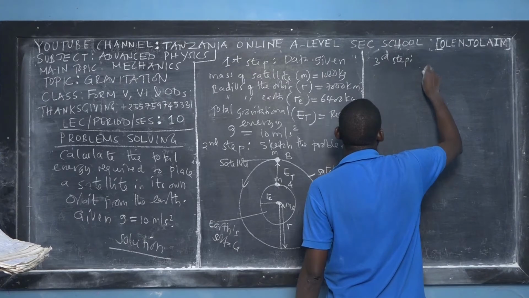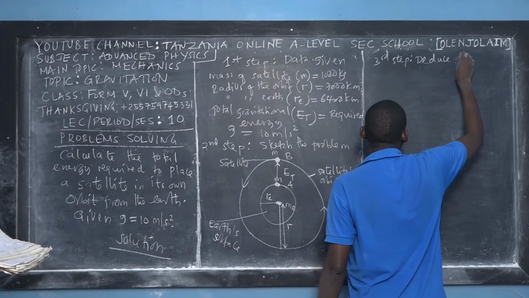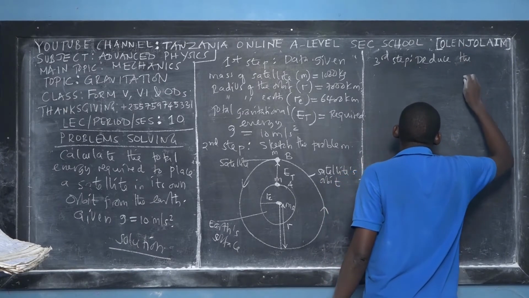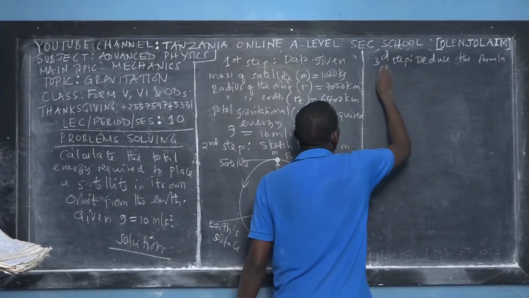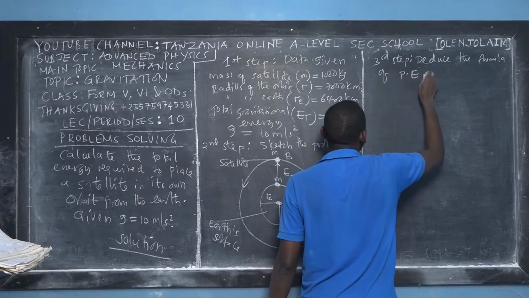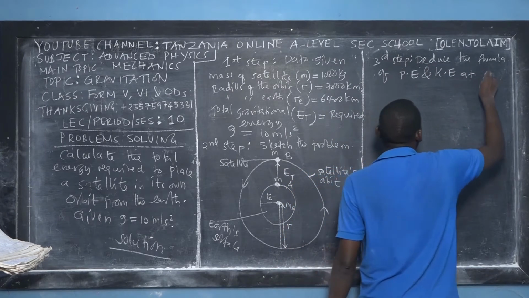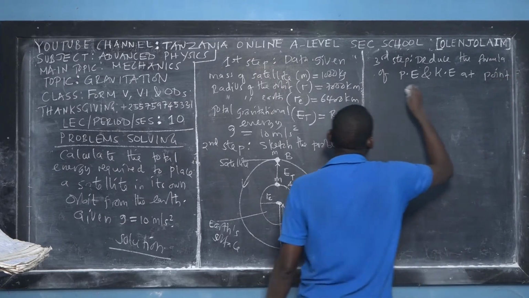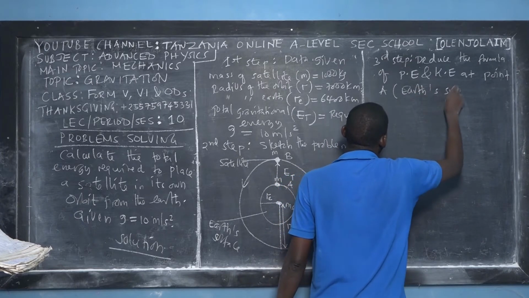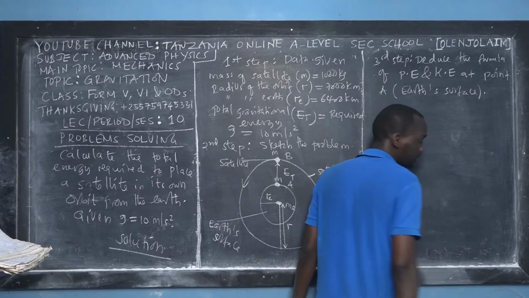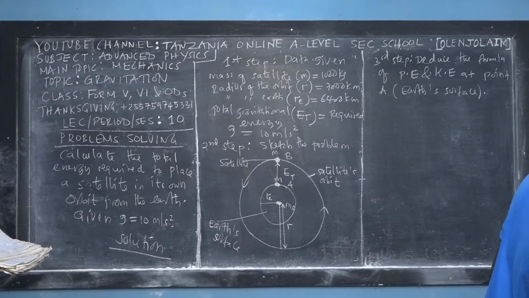So first of all, let us reduce, what? The formula of potential energy and the gravitational kinetic energy at point A. And point A, we mean that at the Earth's surface. At the Earth's surface. What does it mean? Listen carefully, because physics is beautiful.